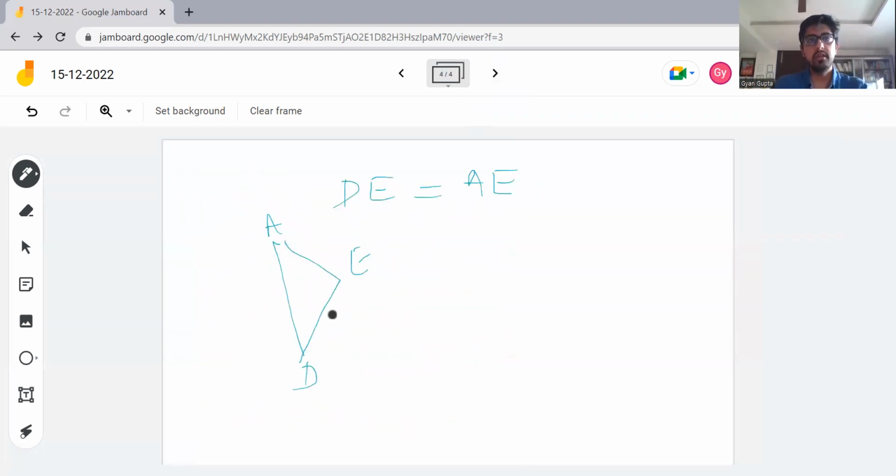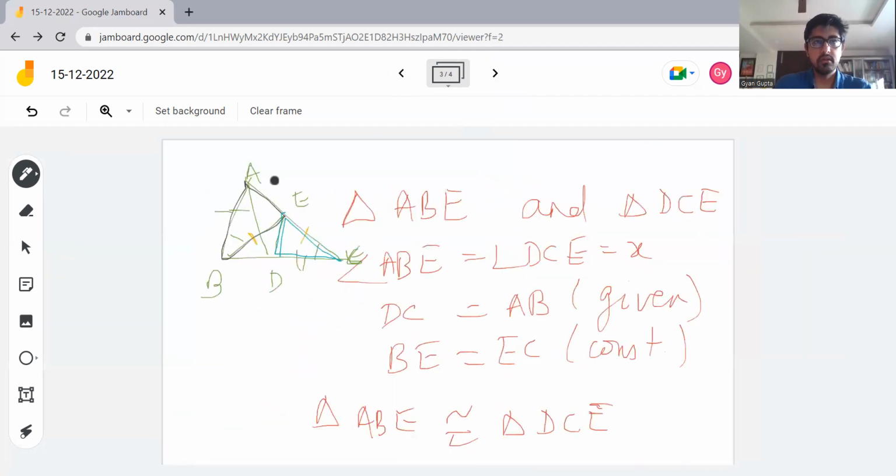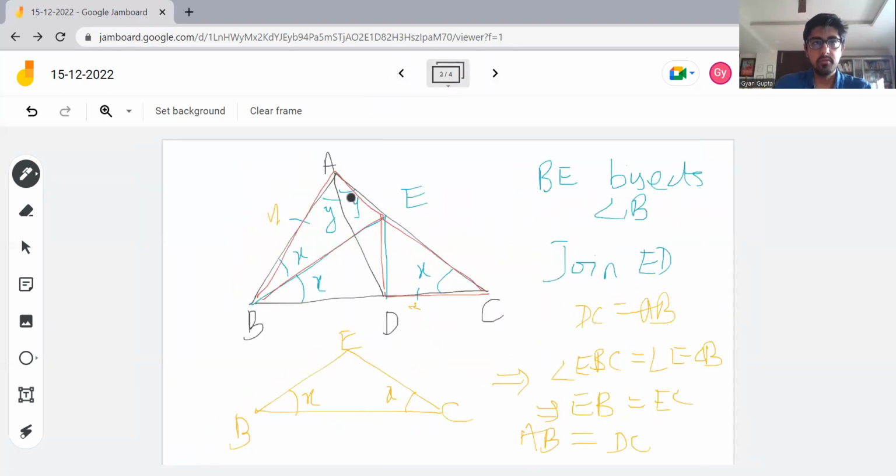This is how triangle AED looks. And since AE is equal to DE from the congruent triangles, we can say this angle is equal to this angle. Also, by the exterior angle theorem, let's call this angle alpha. Alpha is equal to, and this was y, right? This angle in our previous question in AED was y.